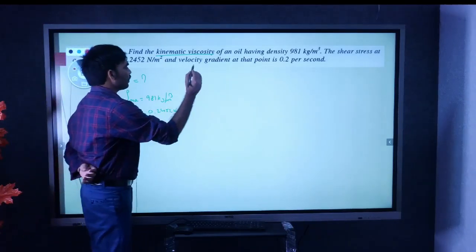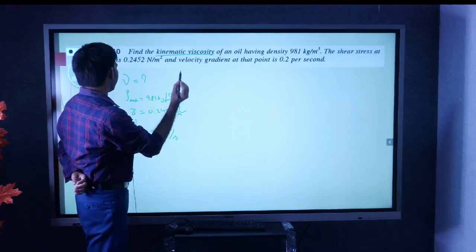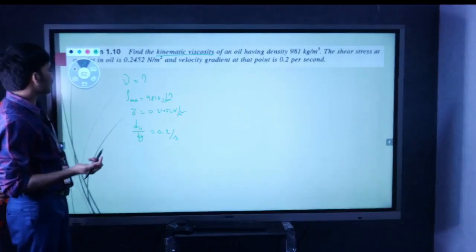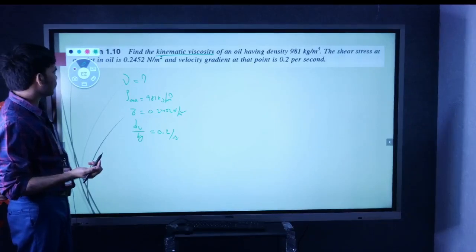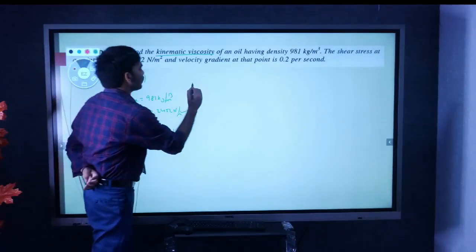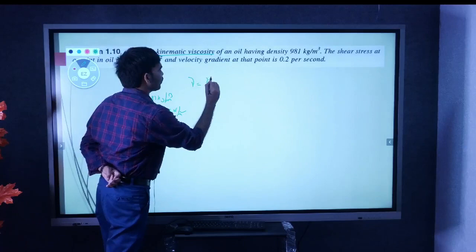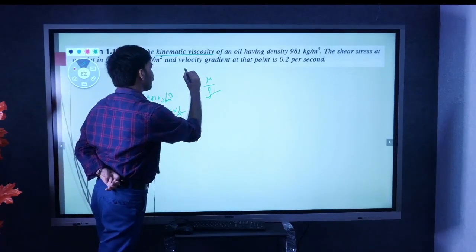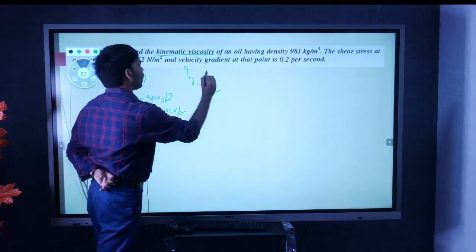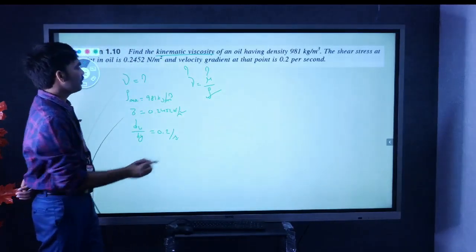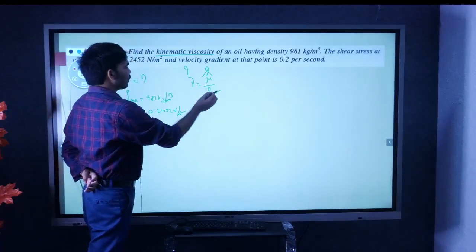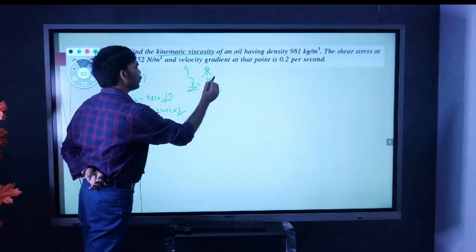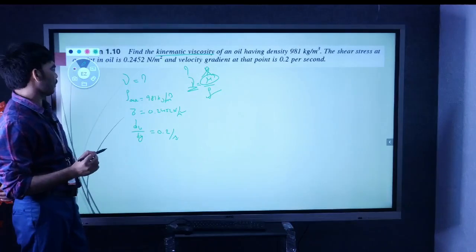So what you have to find out? Kinematic viscosity. Now what is the relation between the kinematic viscosity and dynamic viscosity? So what is the kinematic viscosity formula? Nu is equal to dynamic viscosity by mass density. You know mass density, you have to find out kinematic viscosity, and you have to find out dynamic viscosity. So dynamic viscosity is unknown, right? So you cannot calculate. To find out the kinematic viscosity, you need to find out the dynamic viscosity.